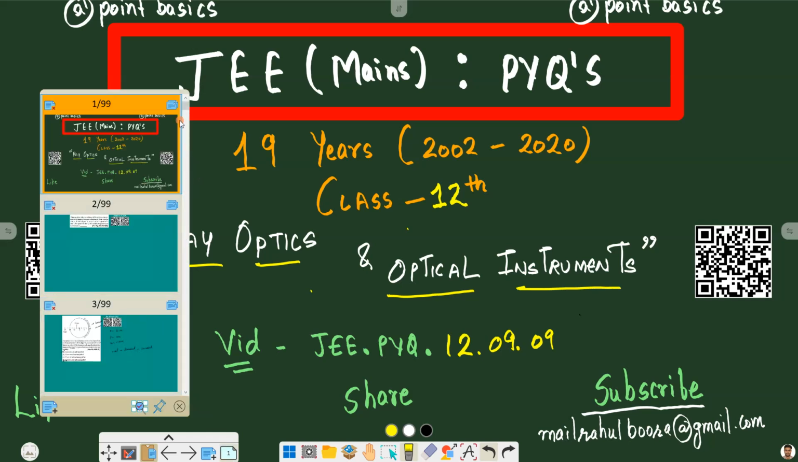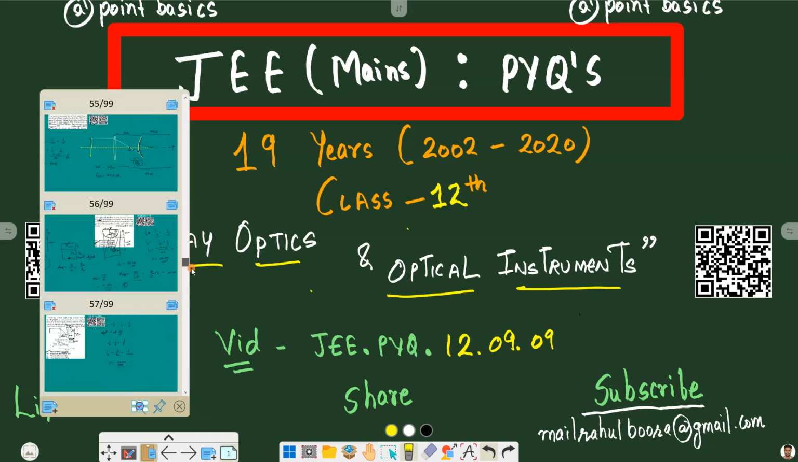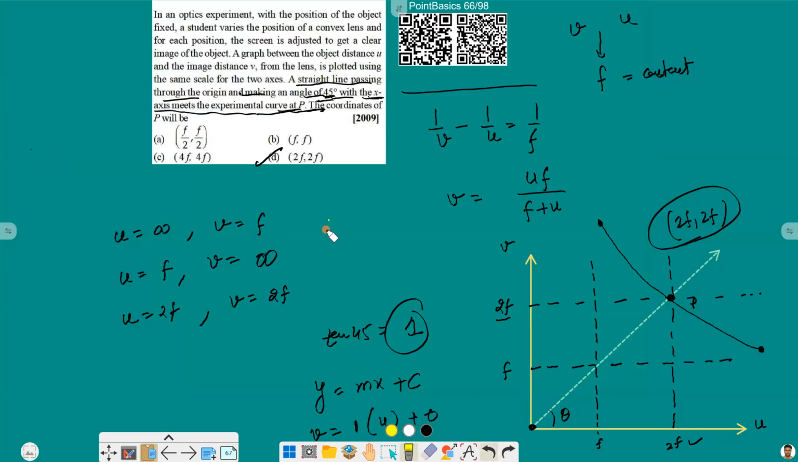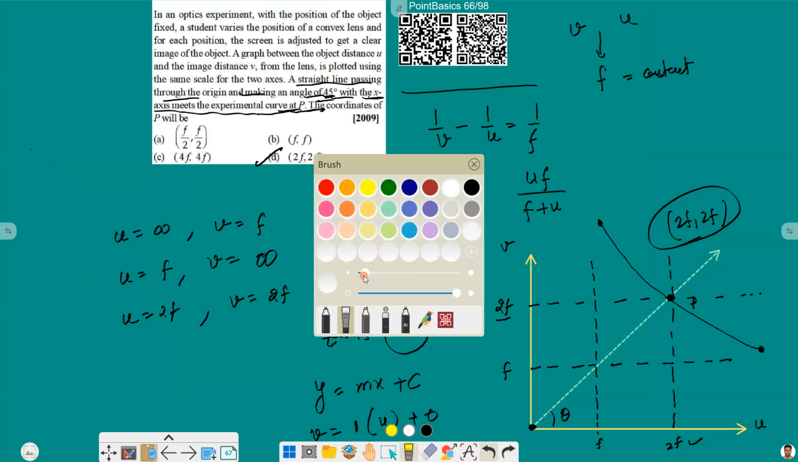In the previous one, we covered up to around question number 66. This was the last question which we covered, and today we will start with the next one.